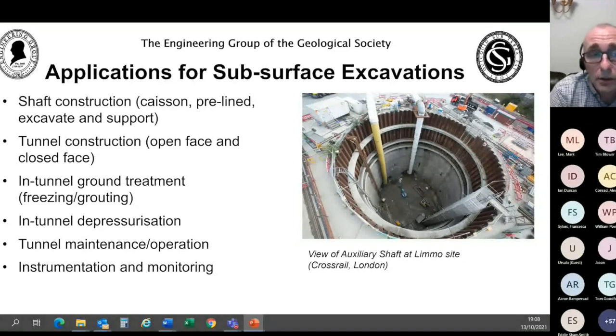spread concrete linings. There's a discussion of tunnel construction related to groundwater, both open face and closed face tunneling machines. And there's also the measures we can effectively carry out from within the tunnel, so-called in-tunnel measures, where we can drill out and construct groundwater depressurization wells, or we can drill ground treatment holes to try and freeze or maybe grout the ground. And then the final part of this chapter is to do with tunnel maintenance in relation to groundwater ingress and also instrumentation and monitoring.